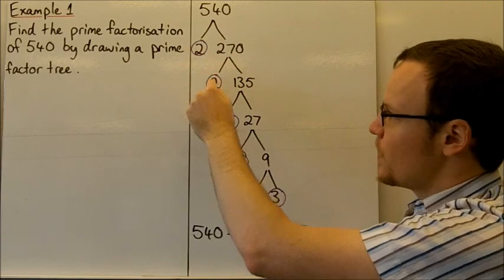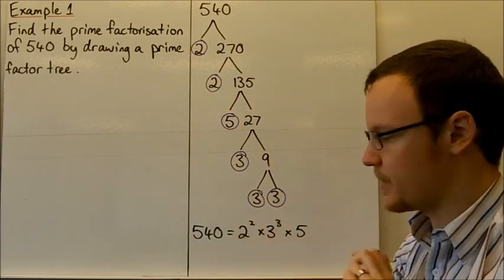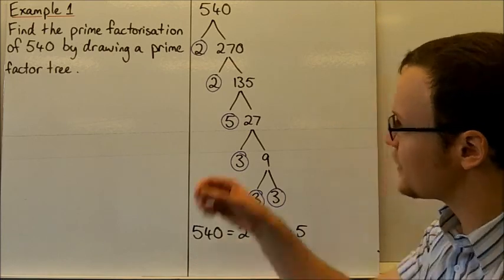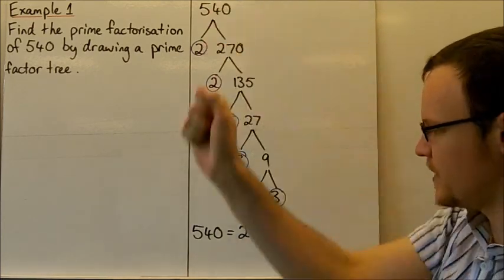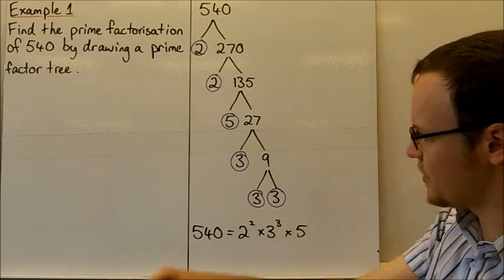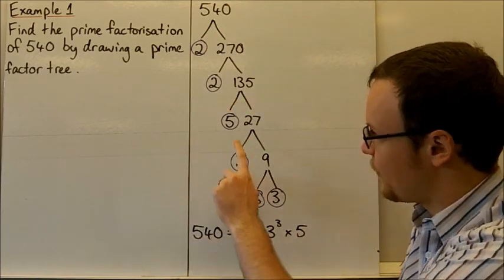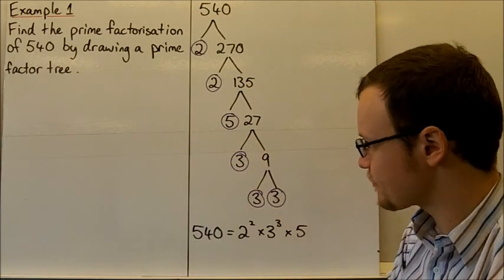You can see here we've got 1, 2, 3, 4, 5, 6 prime numbers. So that means 540 is equal to 2 squared, because we've got 2 times 2, we've got 2 of them, times 3 cubed, because we've got three 3s there, multiplied by 5. We've got the one 5 there.